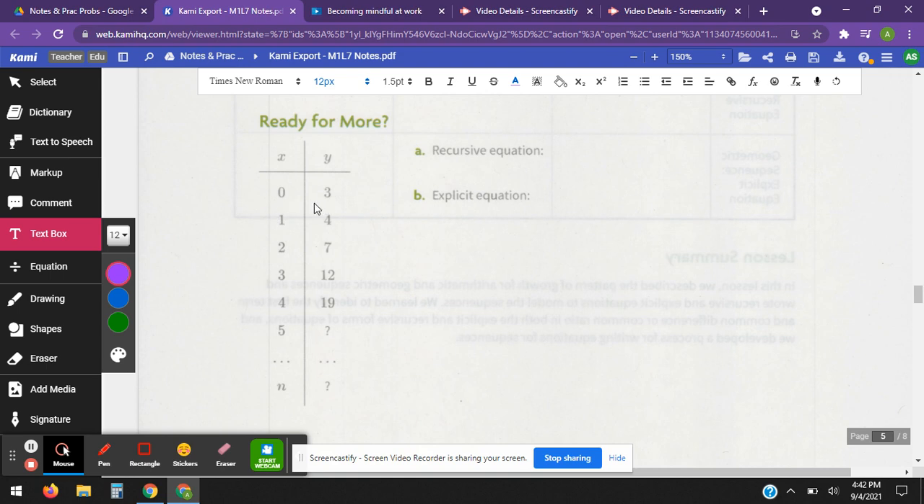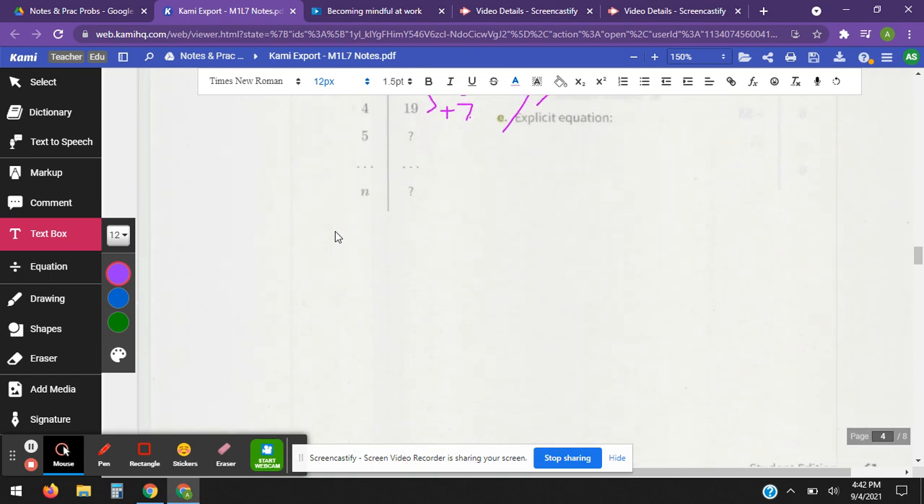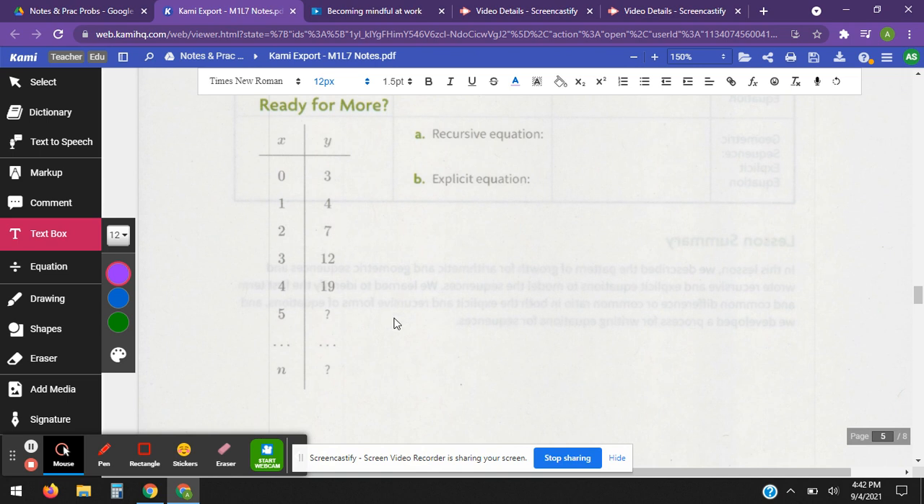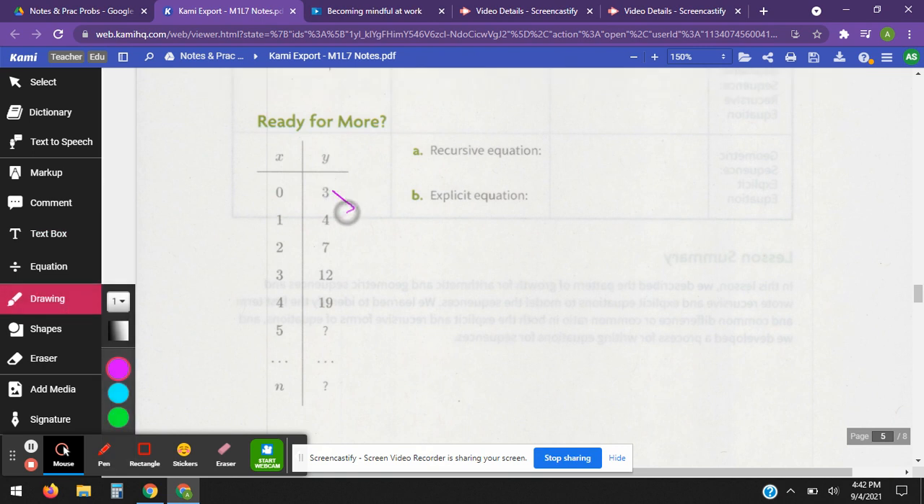Let's ignore the 0 and just go to the 1, because I think this is the same one we had up here. It is. So let's see if we can figure this one out. So we said it was +1, +3, +5, right? Well, if you look at this, those are a +2 difference. So there's still a pattern in there.